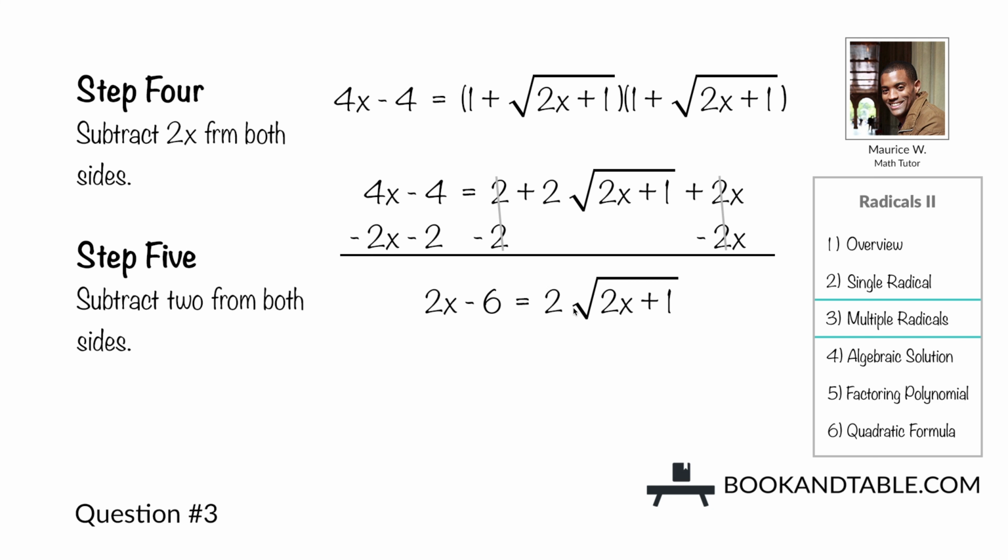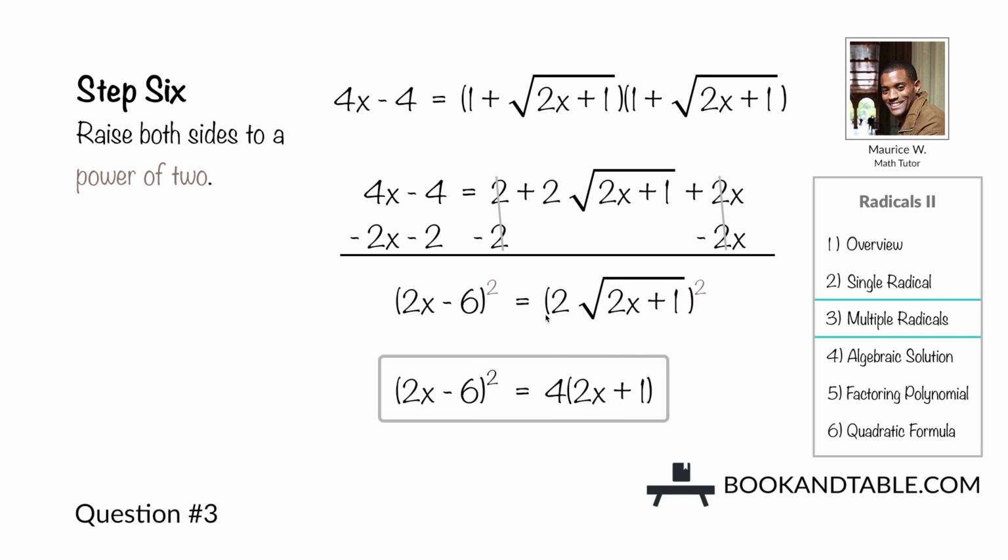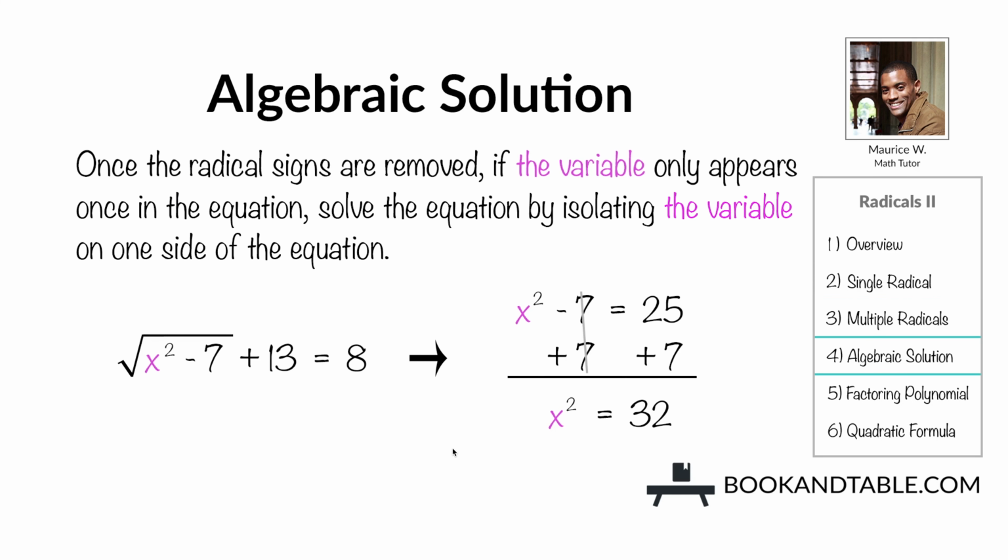So now we raise both sides to a power of 2 to get rid of this radical. So the final answer to question number 3 is 2x minus 6 squared is equal to 4 times 2x plus 1. So that is how you would go about removing one or multiple radical signs from a radical equation.